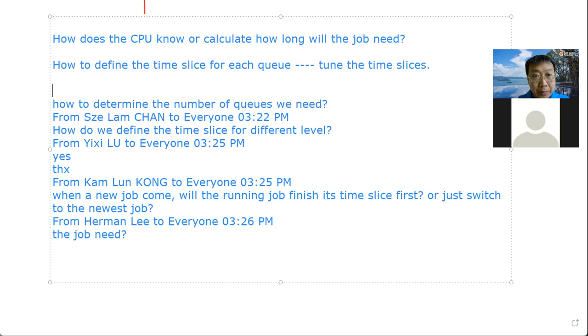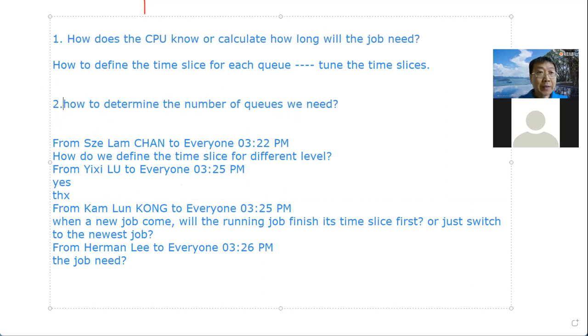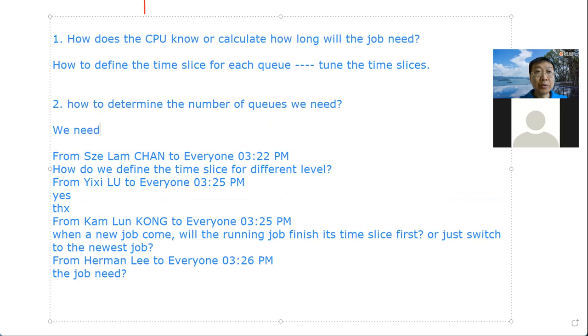Hai Tong asked a question: how to determine the number of queues? This is exactly the question. I think we can put this question one and question two together. Basically, we need to tune the system to decide those parameters. But we do have some practice, based on experience. But to get the best performance, you have to tune those numbers for your workload.